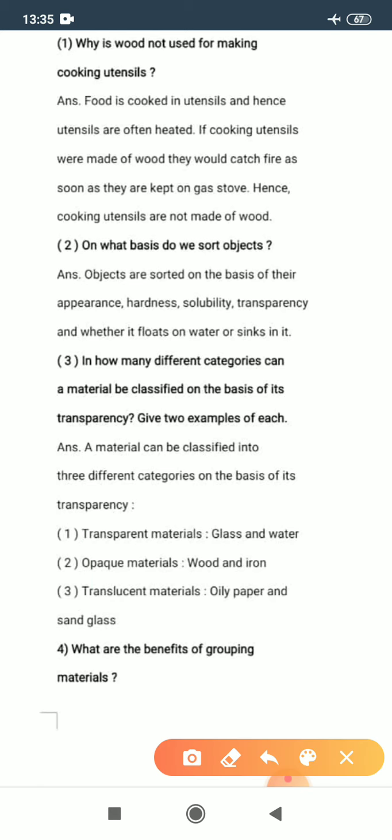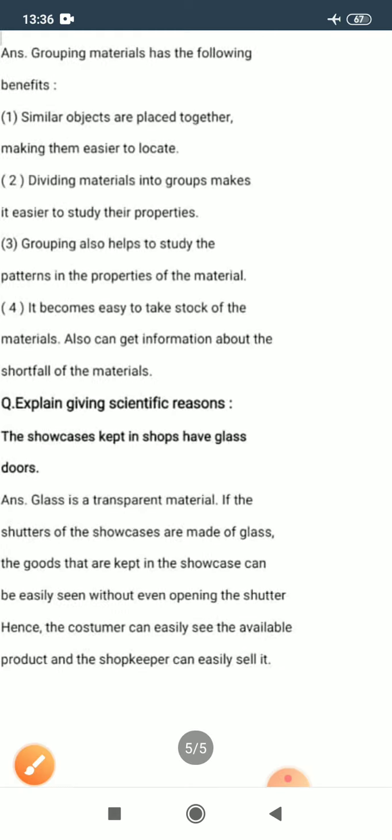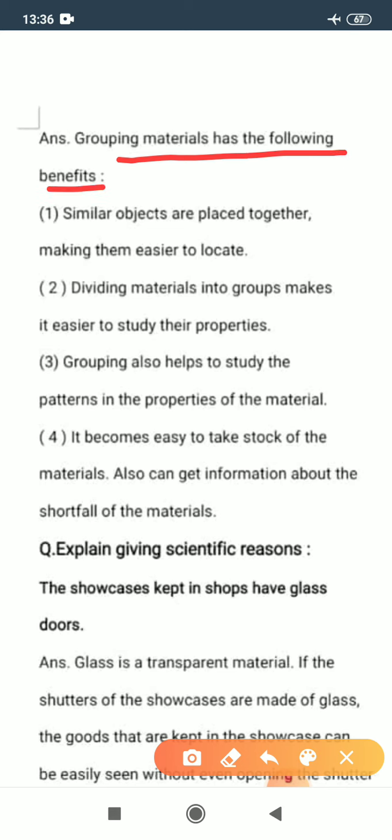Now let's move to question number 4. What are the benefits of grouping material? Let's see. Answer: grouping materials has the following benefits. Point number 1, similar objects are placed together, making them easier to locate.